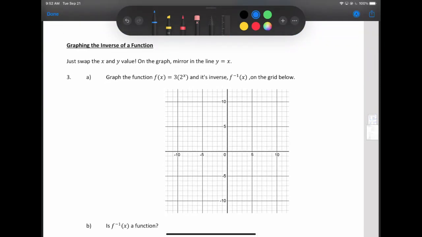Now we're going to just take a quick look at graphing a function and its inverse. So we'll start off with graphing f at x equals 3 times 2 to the x. Now, you could do this in Desmos, you could do this by applying transformations, etc. I'm just going to do this one straight up by plugging in some points. I'm going to say them as I'm plugging them in.